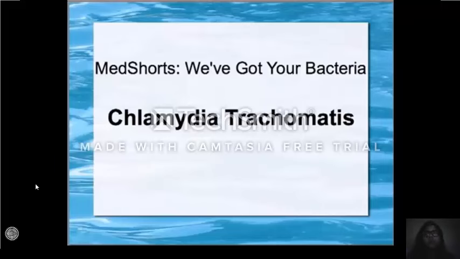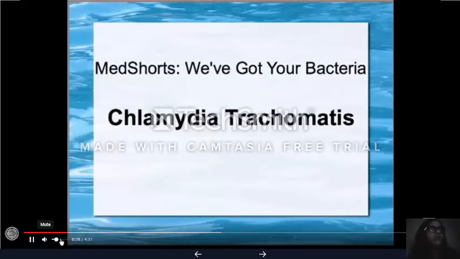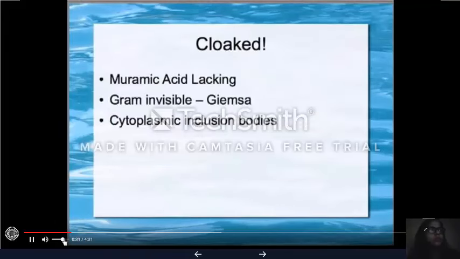Cloak. This can tell us a little bit about it. The cloaked organism lacks muramic acid in its cell wall, which makes it practically invisible to Gram staining. It can be better seen using a Giemsa stain. I also think about cloaking in terms of its place in infected hosts, mainly that it remains in cytoplasmic inclusion bodies, which can be seen on tissue culture.